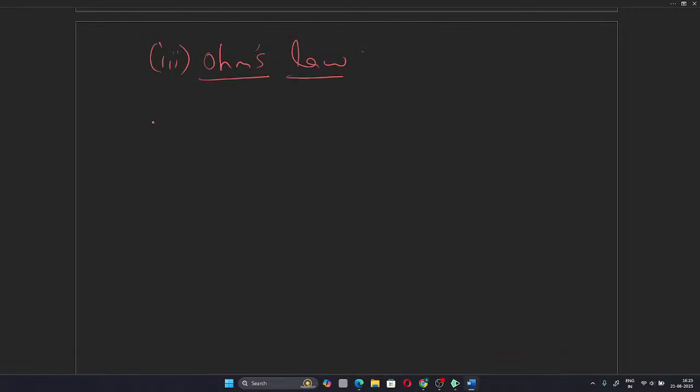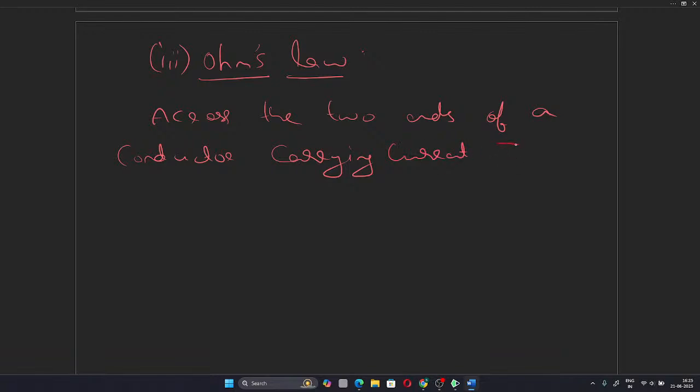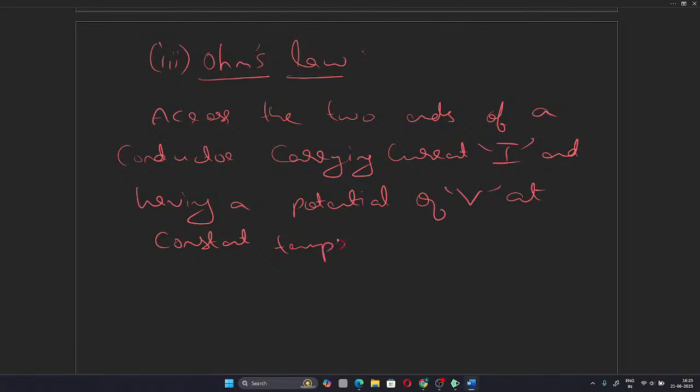Basically, the statement is: across the two ends of a conductor carrying current I and having a potential of V at constant temperature and pressure, I is directly proportional to V, or in other words, V is directly proportional to I.